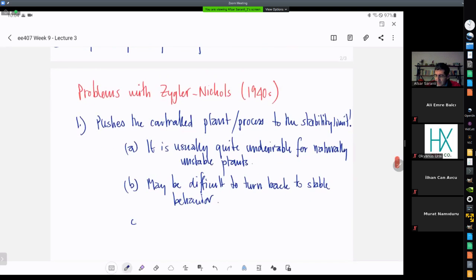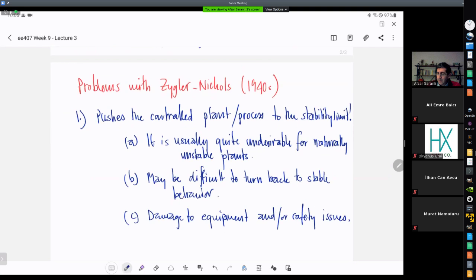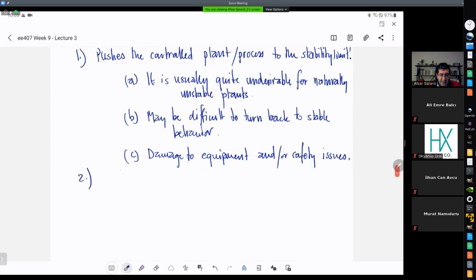And as a result of that, you may end up even with sustained oscillations, because the magnitude of the oscillations can be quite large. You can actually damage something. Okay, you can have damage to equipment, and or you may have safety issues. Okay, so this is really a trial and error method, right? So that's a disadvantage. It does not give you too much of a theoretical basis.